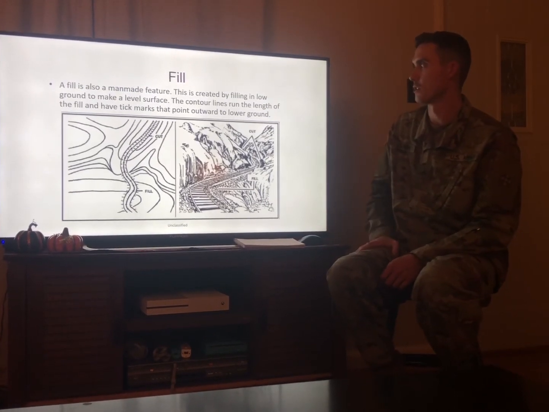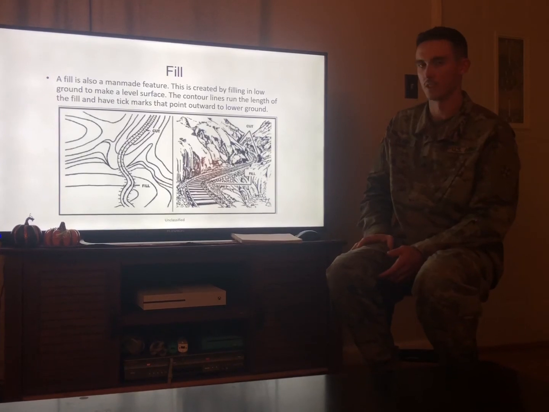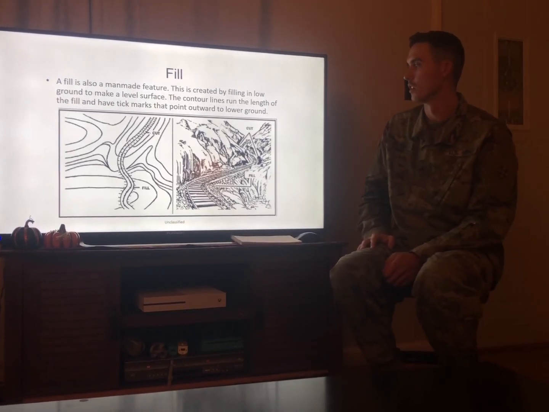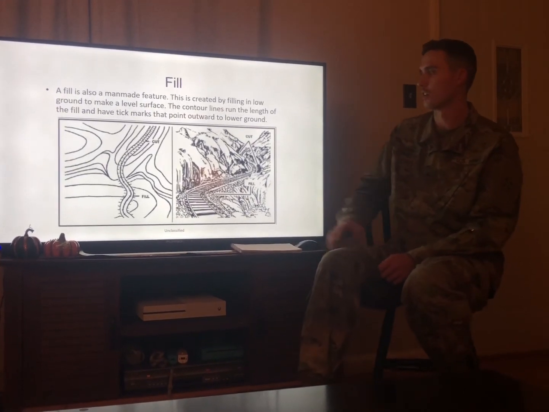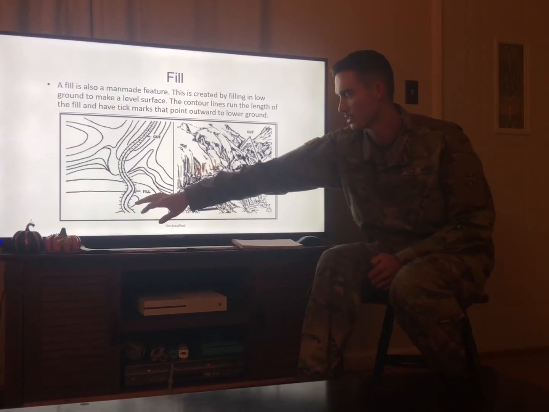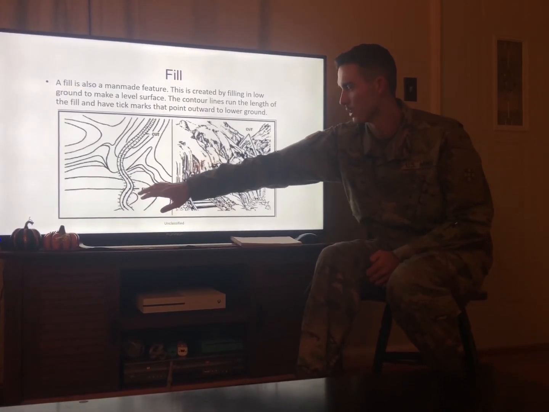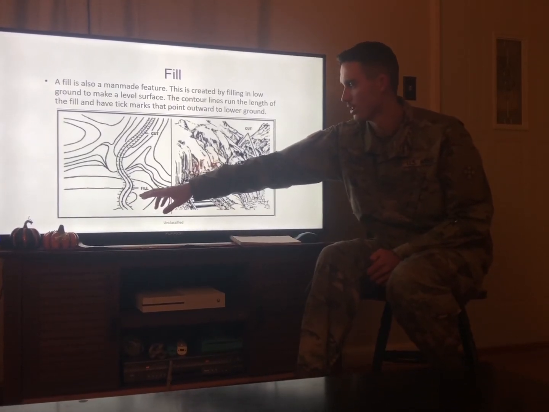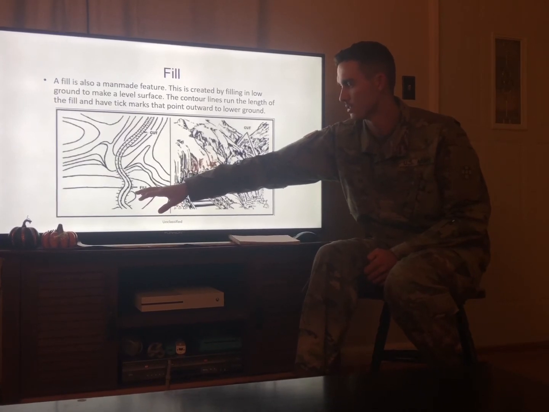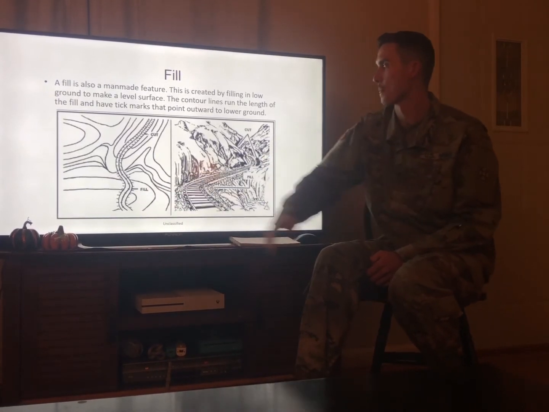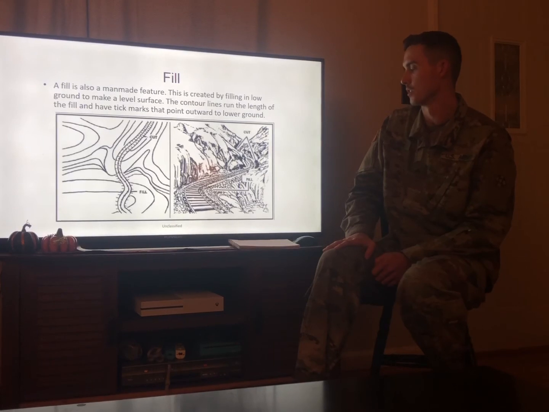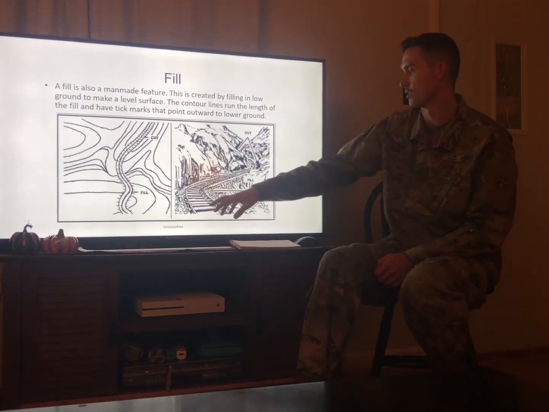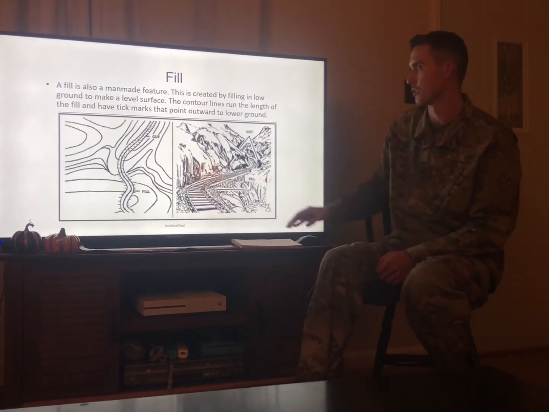And then on the other hand, you have your fill. It fills in areas of low points. It looks similar to a cut on the contour lines. The tick marks face away towards the lowest part of the ground, again, if there's a detailed enough map. This is also done, the same picture, to make railways or roads.